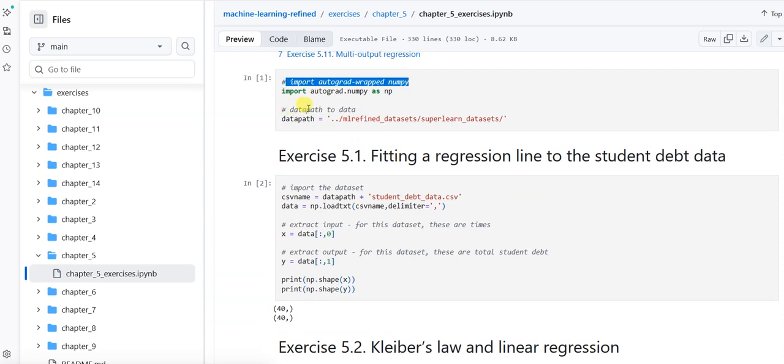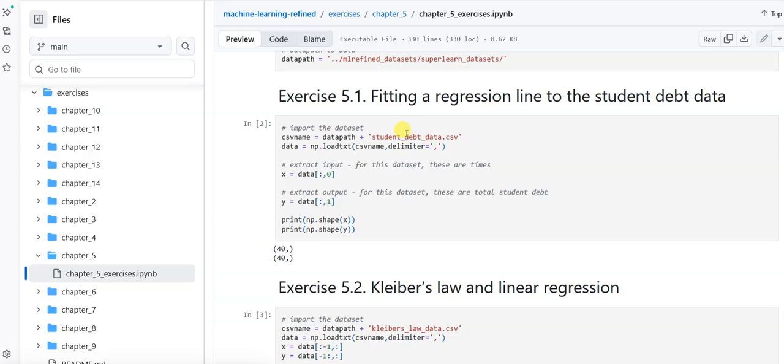And data path to data. Here we are giving the data path from the website mlrefined. This is ml refined, that is a textbook name. In that, in the data sets, we are in the supervised learning data sets. This is the path, and from that path it is fetching the data. So in that path it is choosing this data set: data path plus the data set name.